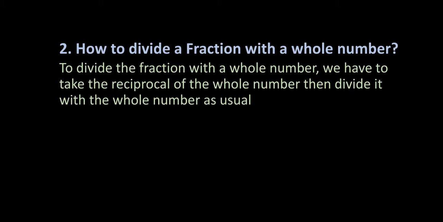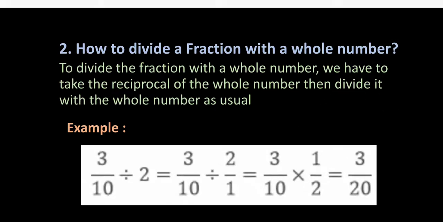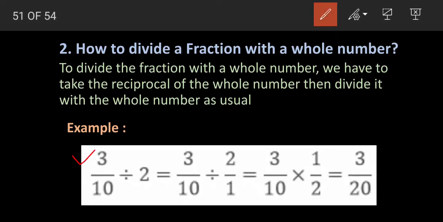Now come to how to divide a fraction by a whole number, just the opposite of that. To divide a fraction by a whole number, we have to take the reciprocal of the whole number and then multiply as usual. Okay. Come to an example. So here the fraction is 3 by 10, which you have to divide by the whole number 2.